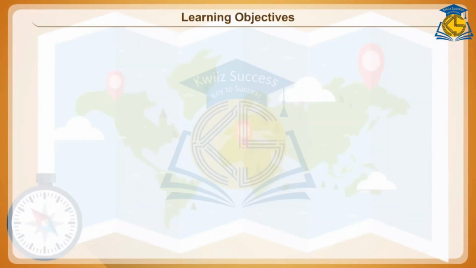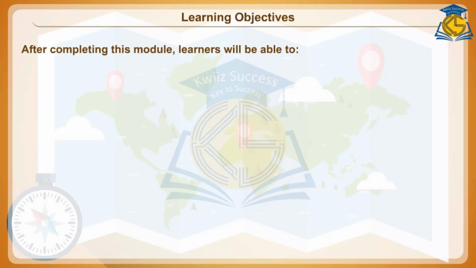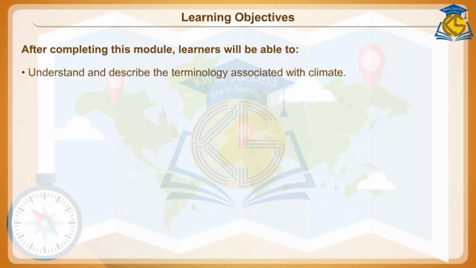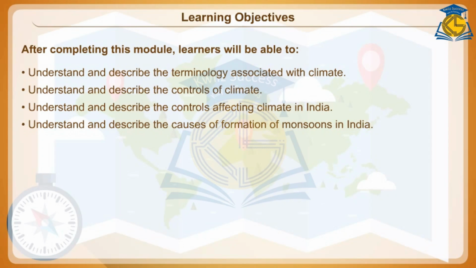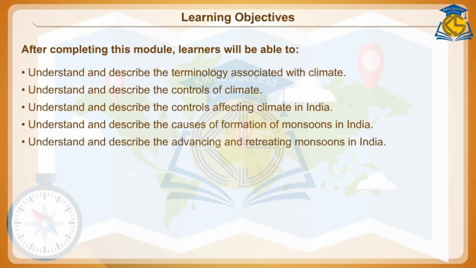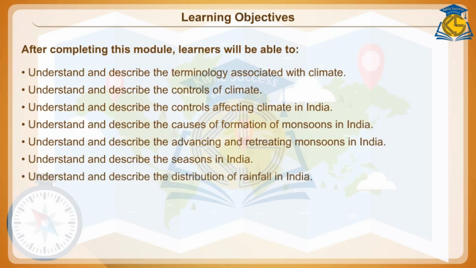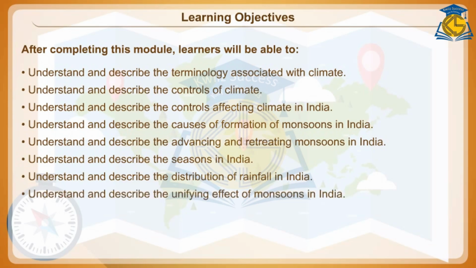Learning Objectives. After completing this module, learners will be able to understand and describe the terminology associated with climate, understand and describe the controls of climate, understand and describe the controls affecting climate in India, understand and describe the causes of formation of monsoons in India, understand and describe the advancing and retreating monsoons in India, understand and describe the seasons in India, understand and describe the distribution of rainfall in India, understand and describe the unifying effect of monsoons in India.